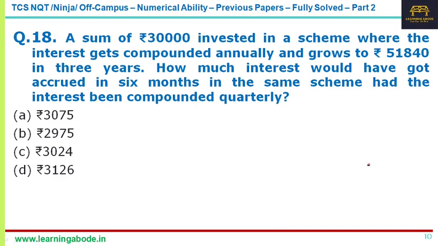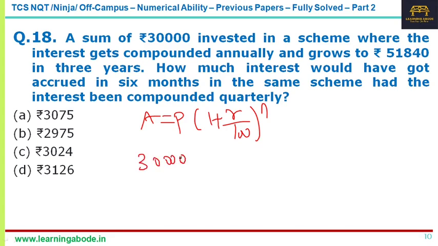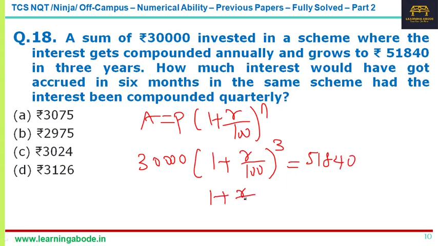Question number 18. A compound interest problem. Looks big, but it can be solved easily. So compound interest, we know the formula. Amount is equal to principal into 1 plus r by 100 whole power n. So in this question, principal is 30,000 into 1 plus r by 100 to the power 3 years. Now that's 51840. I recommend you to watch my percentage video on this. That will be useful to solve this quickly. So 51840 by 30,000.